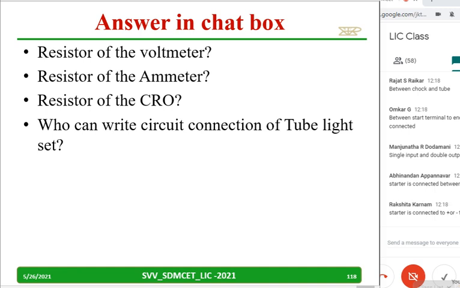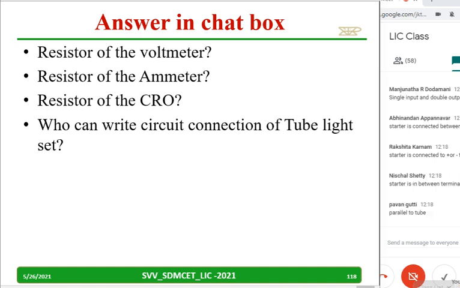Let me wait and check. Nishchal is typing, sir, terminal 1 and terminal 2. What is terminal 1 and terminal 2, Nishchal Shetty? And parallel to the tube means, can you tell, does the tube have 2 terminals, or 4 terminals, or 3 terminals, how many terminals will be there? For the tube, how many terminals are there? Can you tell, Pavan or Nishchal, Rakshita? And all those 4 are connected to where? You can just type one word.